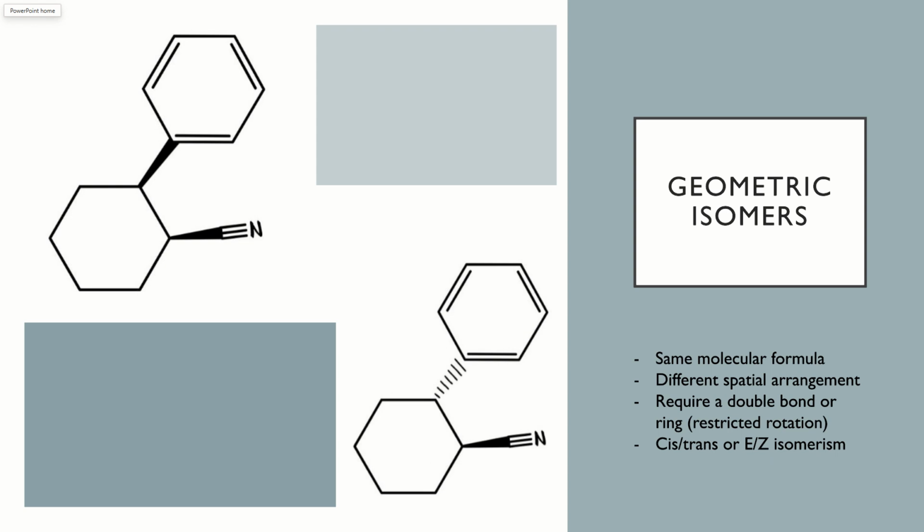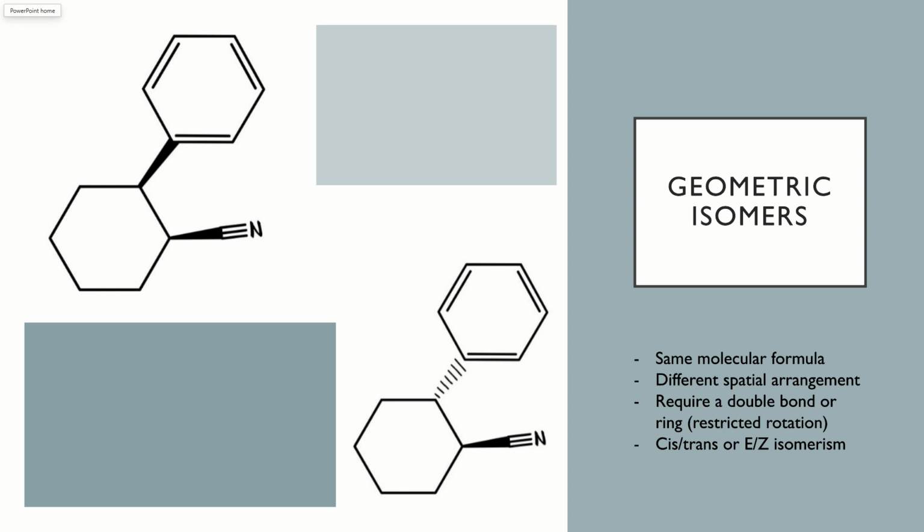Cis isomers are when two substituent groups are on the same side of a double bond or ring, as shown here. However, trans isomers are when the groups are on the opposite sides, just like here. Likewise, with EZ isomerism, the Z isomer has the highest priority groups on the same side of the double bond, whereas the E isomer has the groups on the opposite sides.